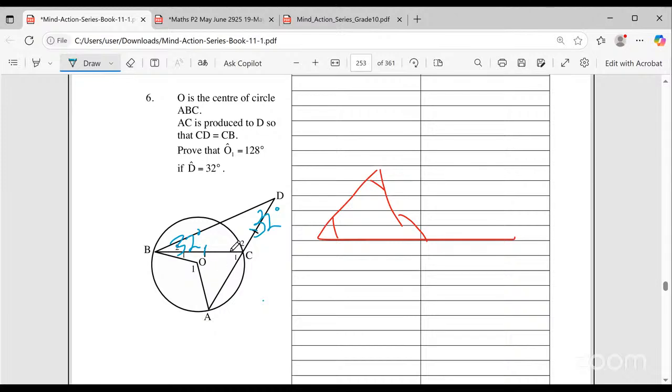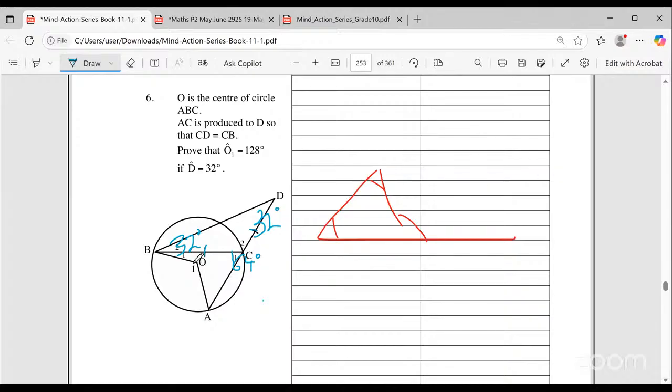Then now we can get this angle as 64 degrees, reason being exterior angle is equal to the sum of interior opposite angles. Do you guys agree to the size of angle C1? Yes, sir. Okay, thank you.